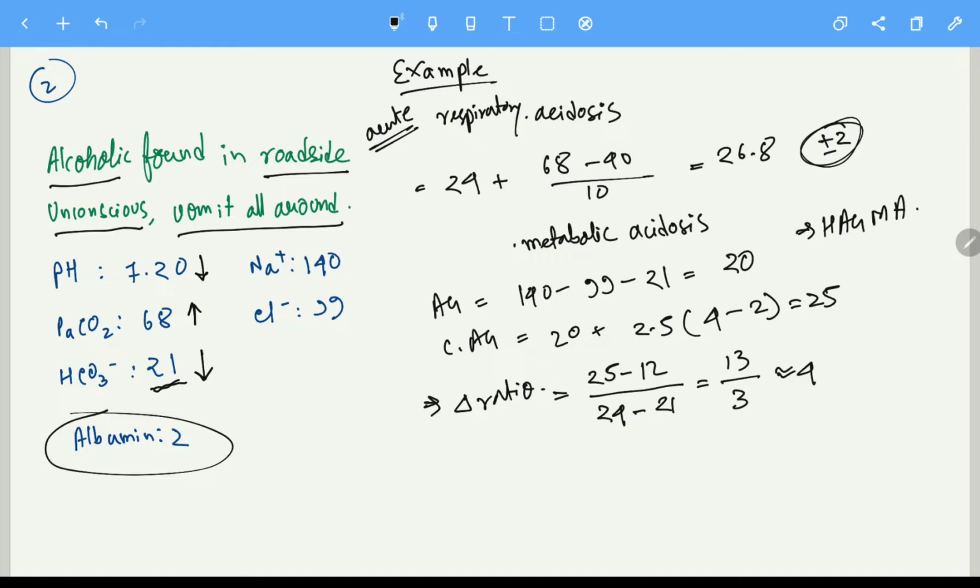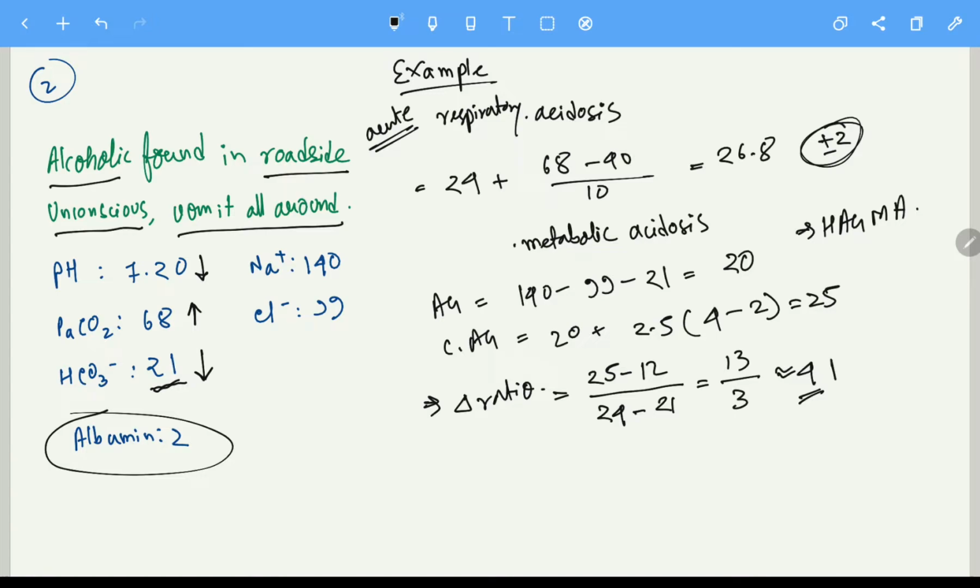So whatever be the high anion gap metabolic acidosis, the maximum the delta ratio can be is 2, not 4. So if it is 4, there is another disorder present.